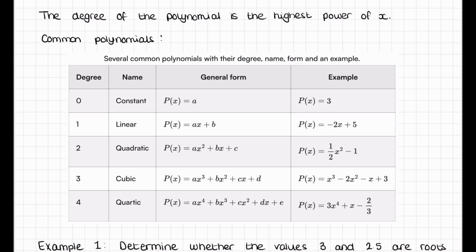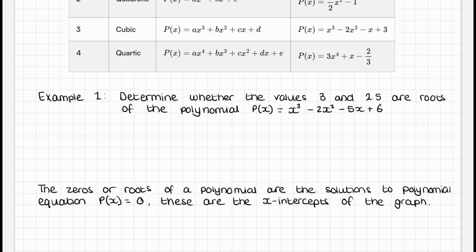Just a few examples of questions here. Example 1: determine whether the values 3 and 2.5 are roots of the polynomial p(x) equals x cubed minus 2x squared minus 5x plus 6. To know if something's a root, it means when we put that value in as our x, our solution should be 0. Remember, the roots of the equation are the same as the x-intercepts, or they can also be called zeros. So we want to know if we put 3 and 2.5 into this equation, do we get 0 as an answer? Let's try that and see.